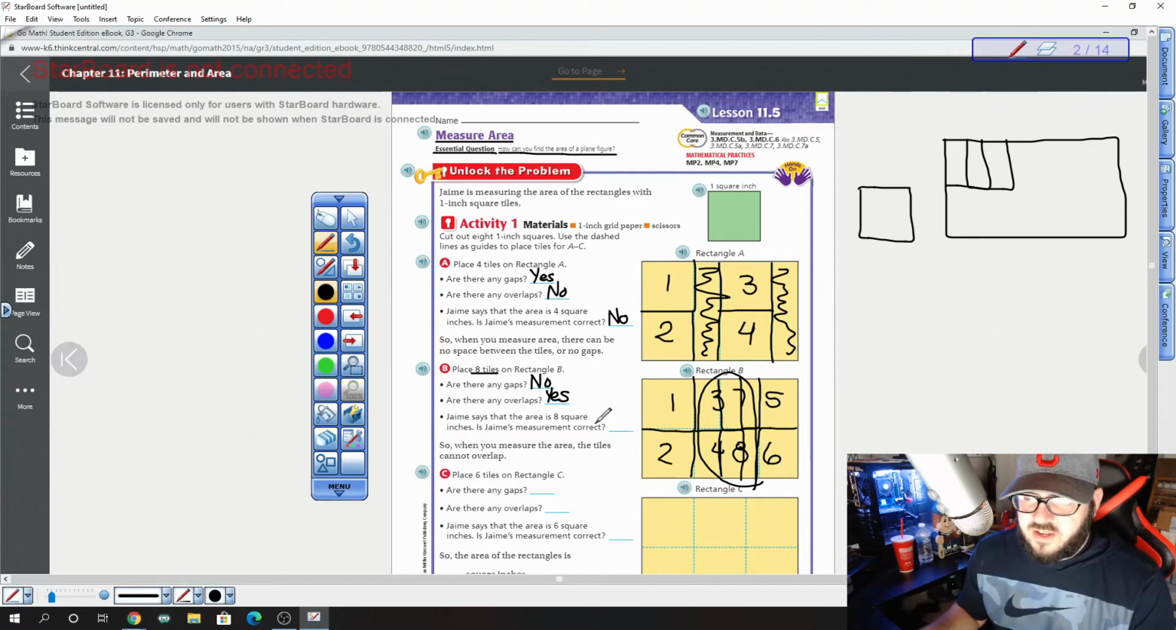Jamie says that the area is 8 square inches. Is Jamie's measurement correct? Is this 8 square inches? Well, no, because we have overlaps.